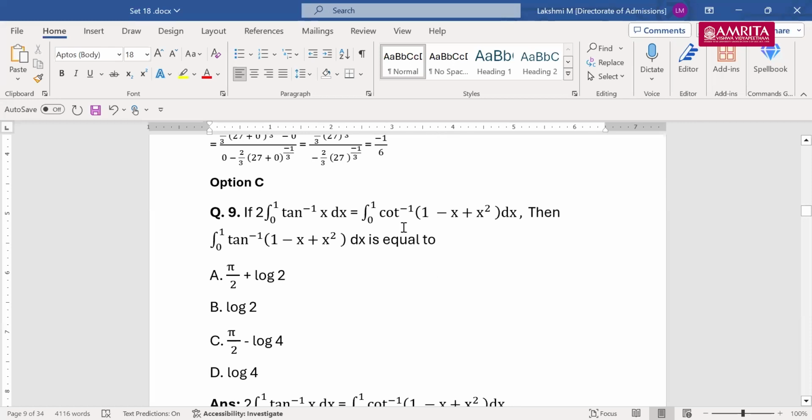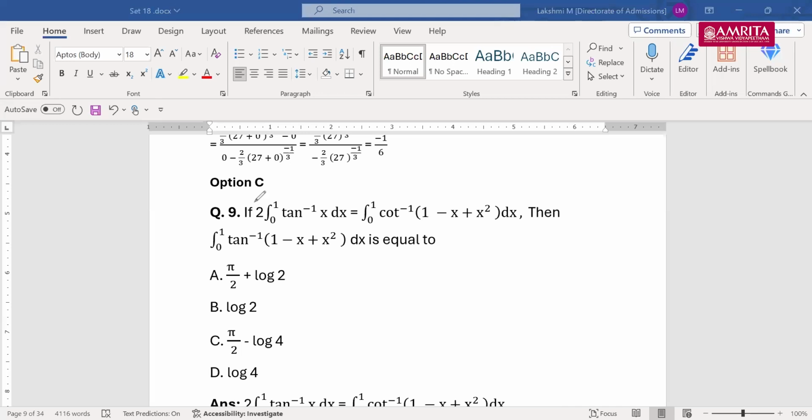I have been given something in terms of cot inverse of 1 minus x plus x square dx. And the question is asking me the same, with the same limit, integral of 0 to 1 tan inverse of 1 minus x plus x square. So you can think if there is any equation that's joining cot inverse and tan inverse. If you know that, you can just directly substitute for it and solve it.